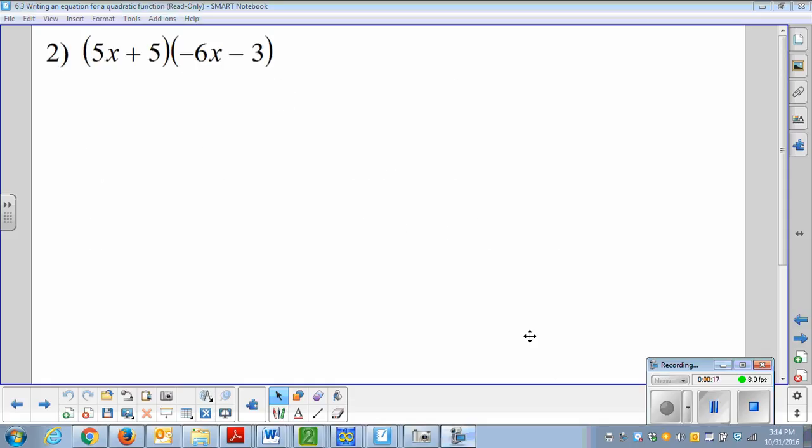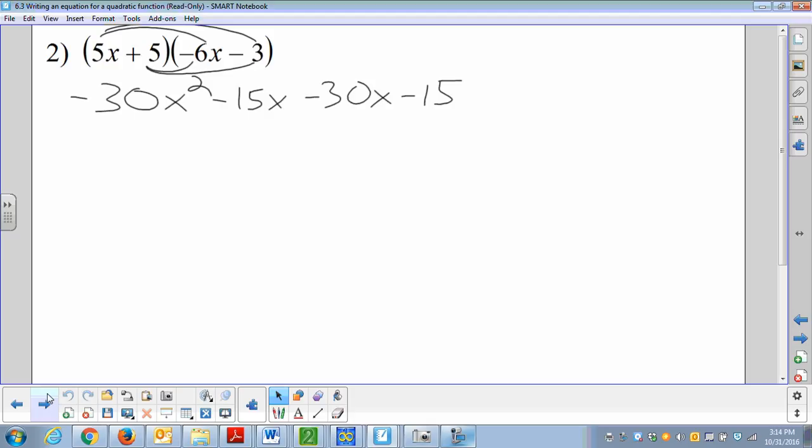Well, the first thing I want to do is review multiplying polynomials, in this case two binomials. And a lot of times students use the FOIL method. And that's what you could use here. You will multiply the first, the outside, the inside, and the last. Okay. When we do 5x times negative 6x, we get negative 30x squared.